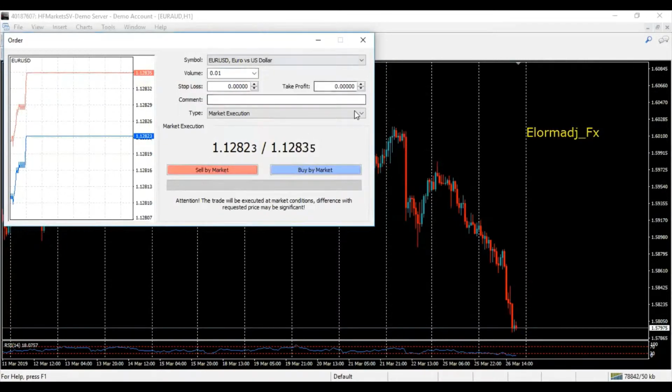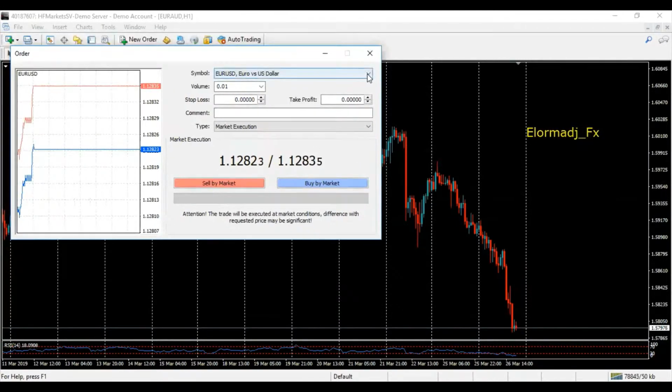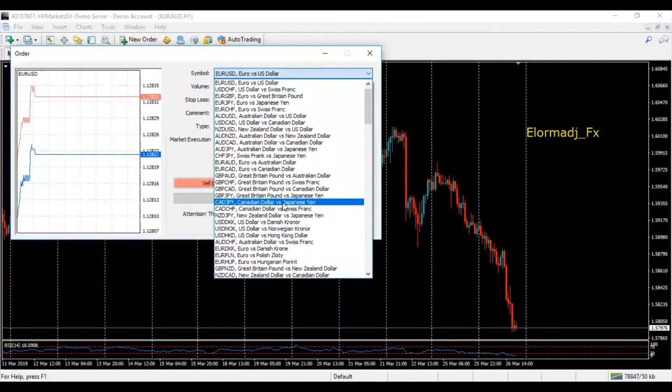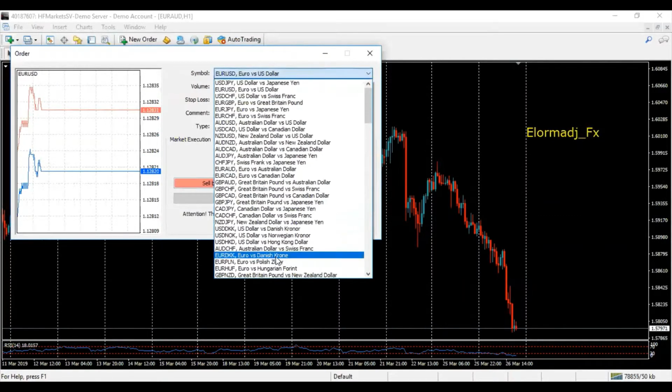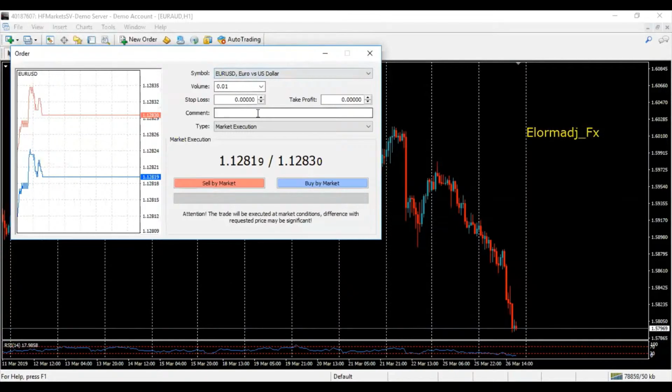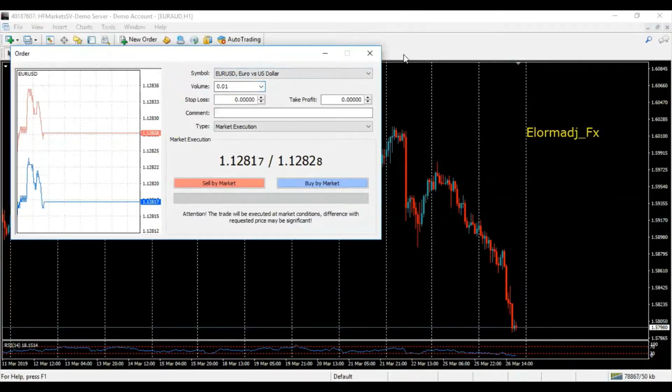So guys, today let's say that we are focusing on Euro AUD. Okay, let's just use Euro USD. So our volume is 0.01. How do you do the stop loss? Guys, always make sure that if you want to sell something, your stop loss has to be more than the current price. If the current price is 1.12817, the stop loss has to be more than this.